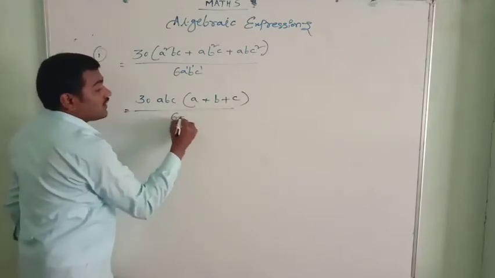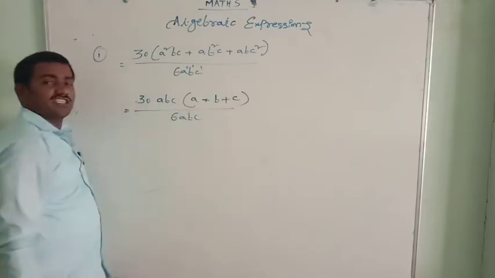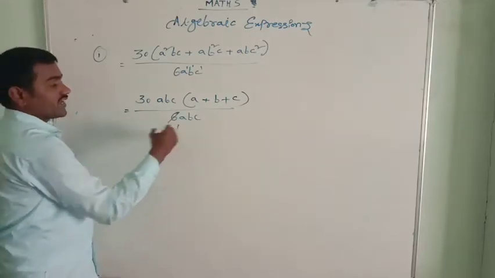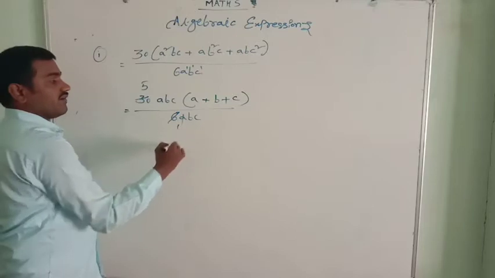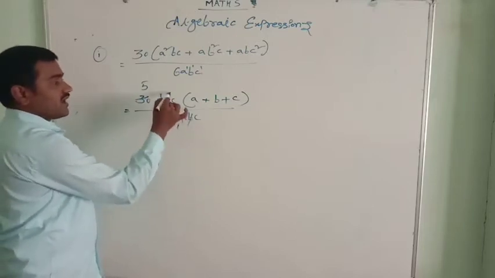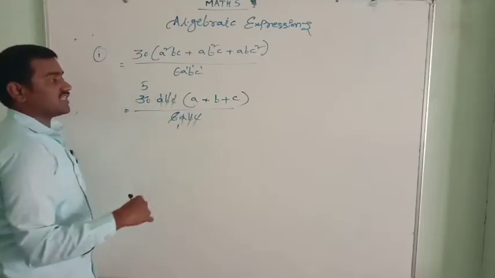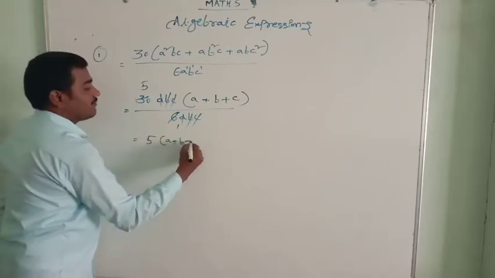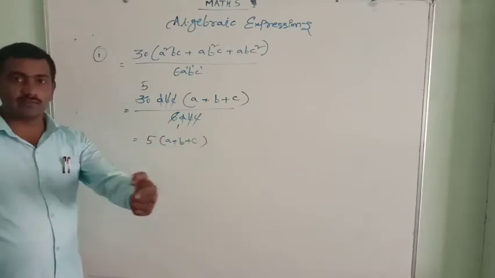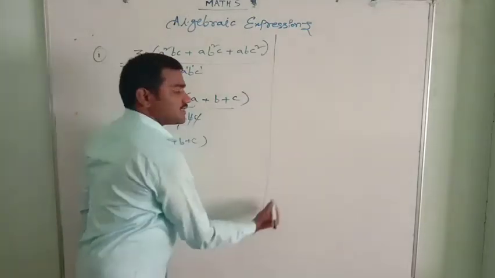Okay. Now, as usual, in the denominator 6ABC. Now you can cancel: 6 ones are 6, 6 fives are 30. 1A and 1A cancel. 1B and 1B cancel. 1C and 1C cancel. What is left now? 5 into A plus B plus C. Very simple, no? This is what is called division.